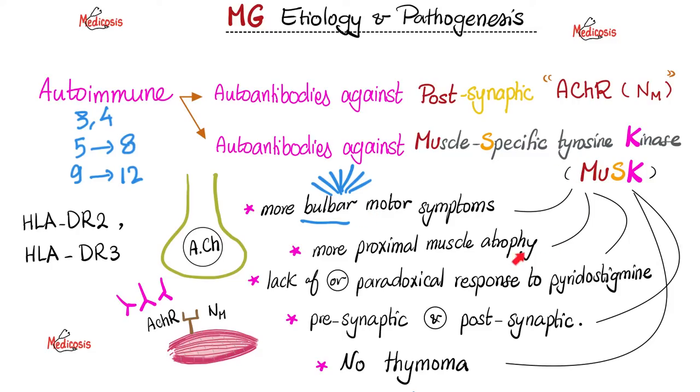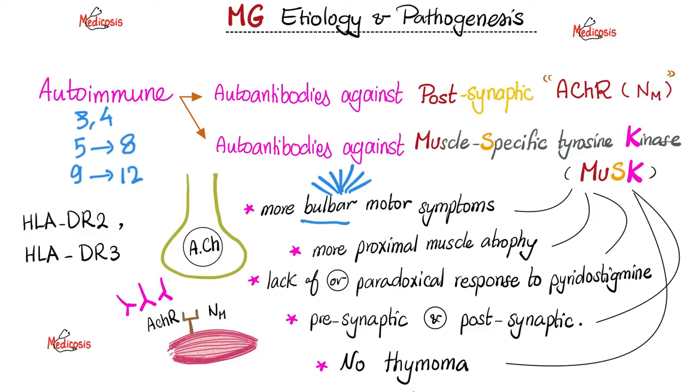Patients with anti-MuSK tend to have more proximal muscle atrophy when you compare them to the anti-acetylcholine receptor antibody counterparts. Patients who have anti-MuSK tend to lack response to pyridostigmine, because most patients with myasthenia will improve if you give them pyridostigmine. Not these patients. These patients with anti-MuSK will not improve if you give them pyridostigmine, and sometimes they can even deteriorate when you give them pyridostigmine.